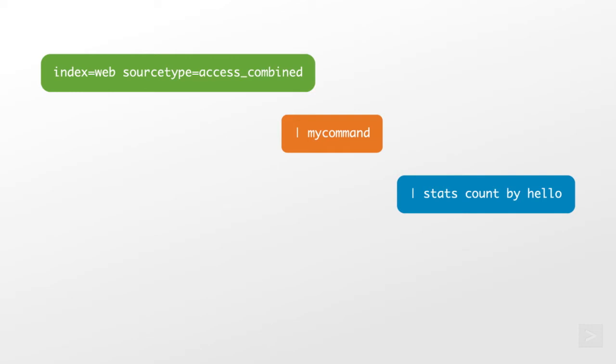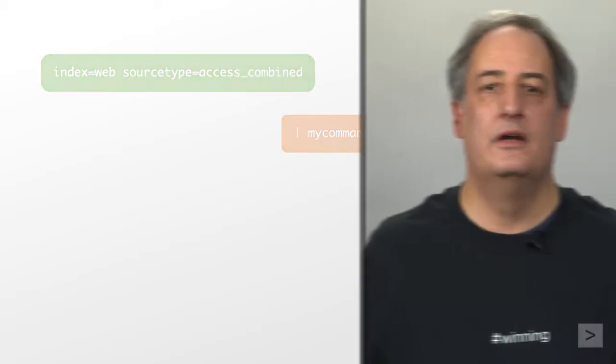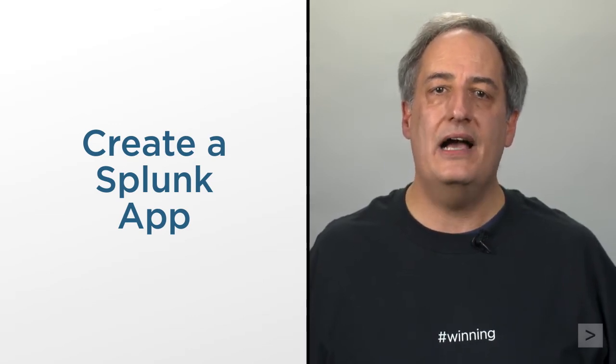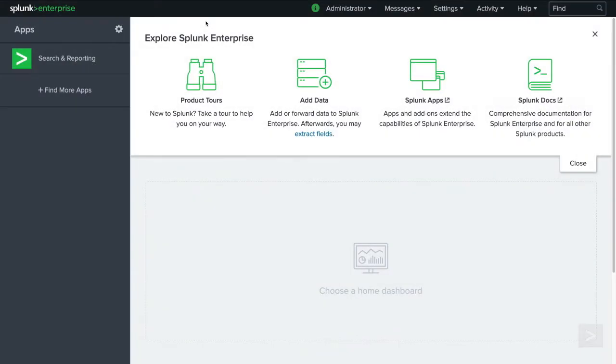Now that we have a high-level understanding of the process, let's create a basic custom command to see it in action. For this demo, we'll be creating our command in a new Splunk app. This is not required, but allows us to silo our development a little. The easiest way to start a new Splunk app is from Splunk Web. It automatically builds required folders and files for us.